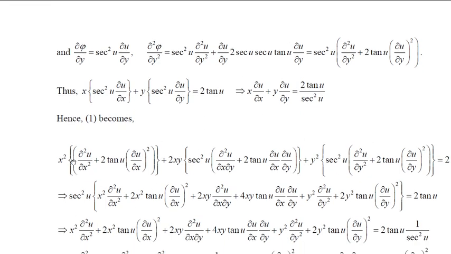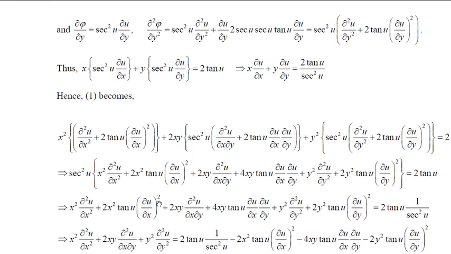Remember here secant square u is missing, but you have to write secant square u. Here also secant square u is present. Here also it is present. In all three, secant square u comes out. Remaining is x square into dou square u by dou x square plus 2x square into tan u into this plus 2xy into this plus 2xy into 2, 4xy into tan u into dou u by dou x into dou u by dou y plus y square into this plus y square into this is equal to 2 tan u.